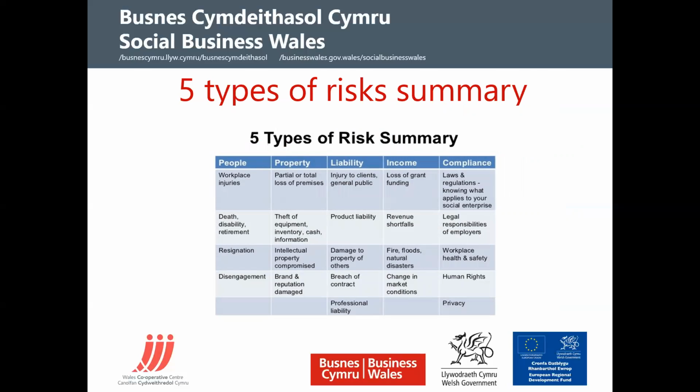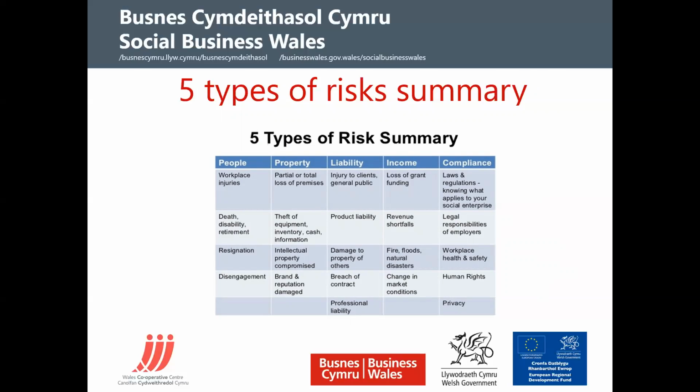There are other five types of risks, and this table here gives you a summary. Those five types are people, property, liability, income, and compliance. So let's look at people, the first one. People within your business could become injured in the workplace. They could die from an injury. They could resign, but they could also become disengaged. So these are risk areas that people could bring into your business.